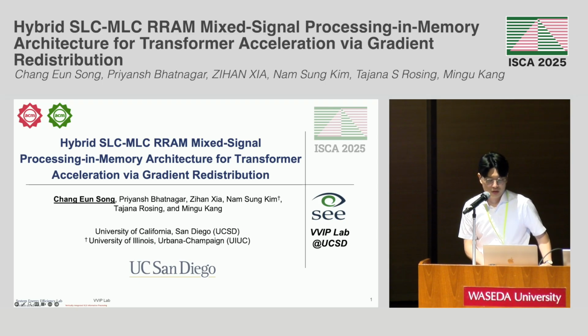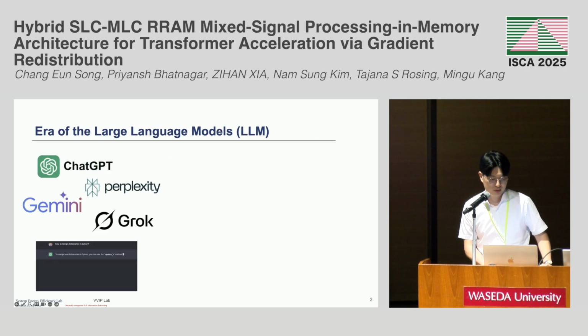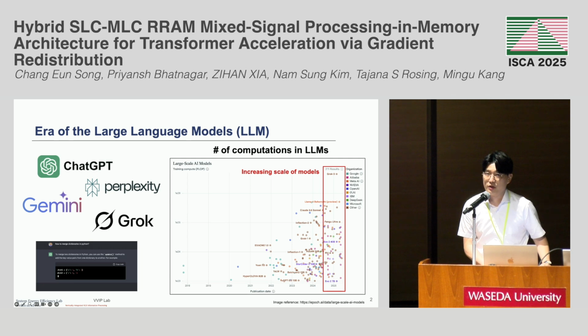Today we are going to introduce our work named Hybrid SLC-MLC RRAM Mixed Signal Processing in Memory Architecture for Transformer Acceleration via Gradient Redistribution. So large language models are being widely used these days, and many companies are developing their own generative AI models, which increase the scale of the LLMs.